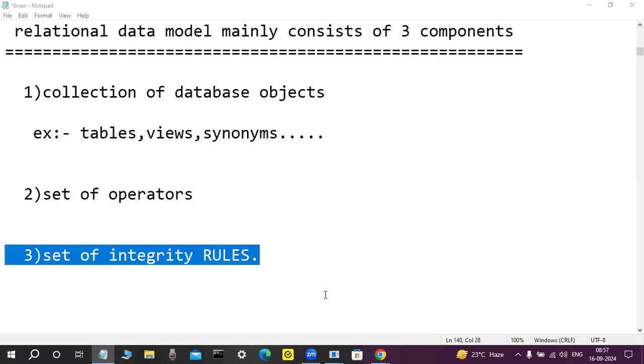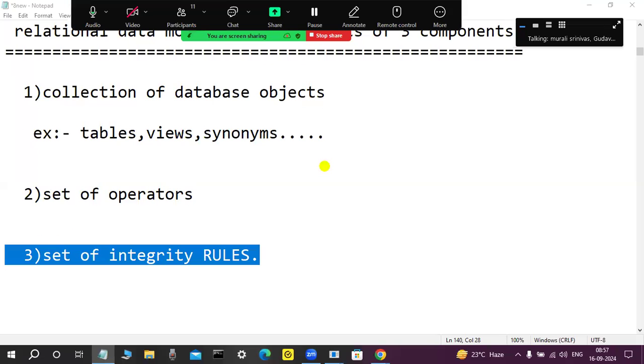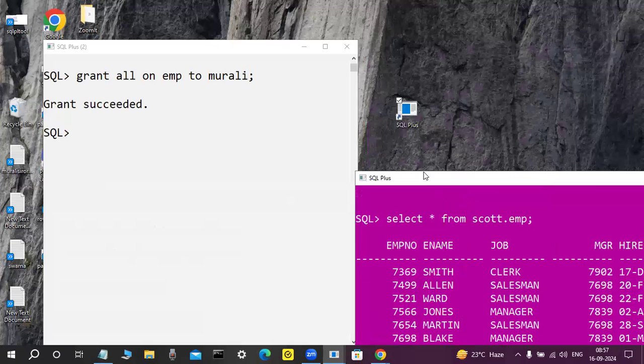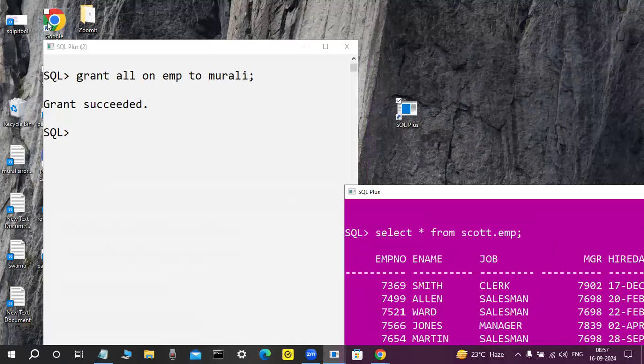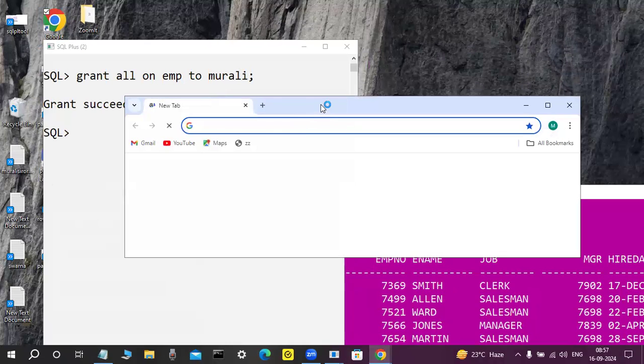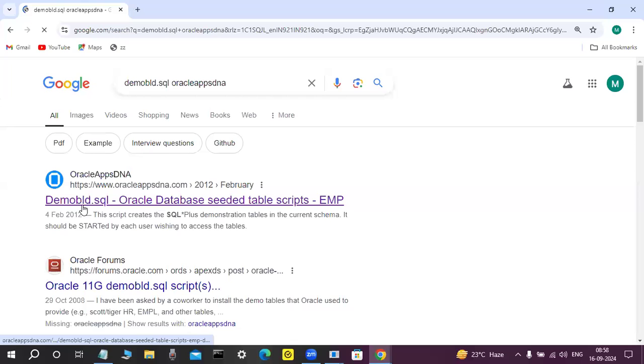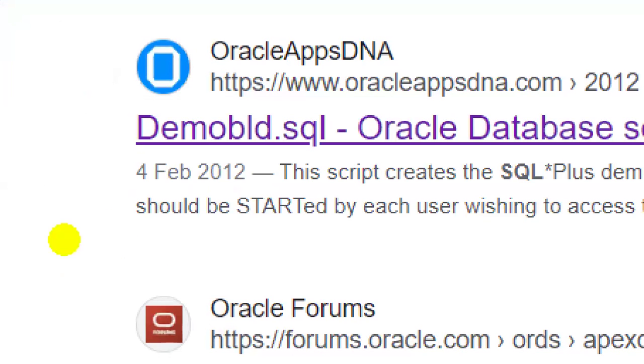From 19C onwards, those tables are not available. If you are interested in getting those tables, don't worry. Actually the demo bld.sql file is there on Google. Just one minute only. These are all things I will tell you in a regular session. Don't worry. Here, observe it here, the demo bld.sql file. You have to type it in Google.